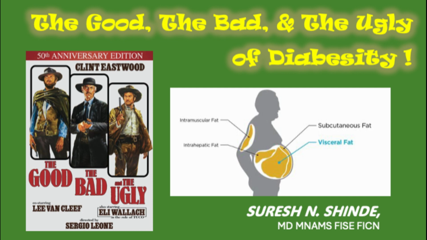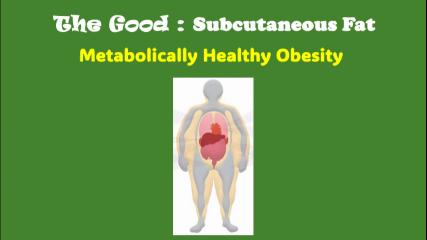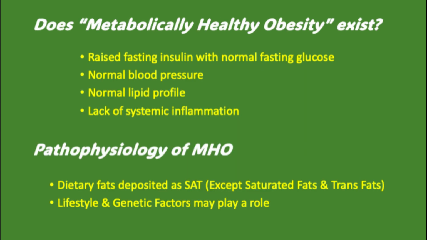Here in this picture we have the subcutaneous fat, the visceral fat and then the intra-organ fat, that is the intramuscular fat and the intrahepatic fat. In diabesity, fat storage definitely matters, but it matters more to look for the location. So the location matters the most, where the fat is stored. The good fat is the subcutaneous fat.